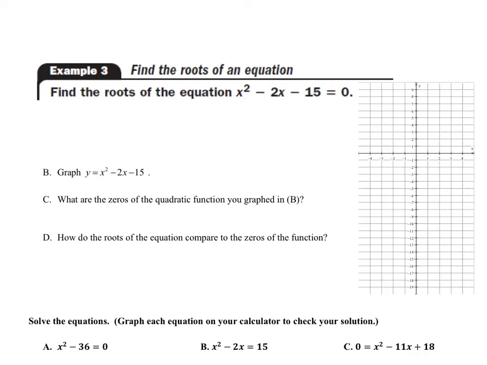Example number 3 says find the roots of the equation, and then we have parts B, C, and D that ask us to graph, and ask us a question about the zeros and the roots. Let's go ahead and find those roots, and we're going to do so using that factoring process that we outlined on the previous page.